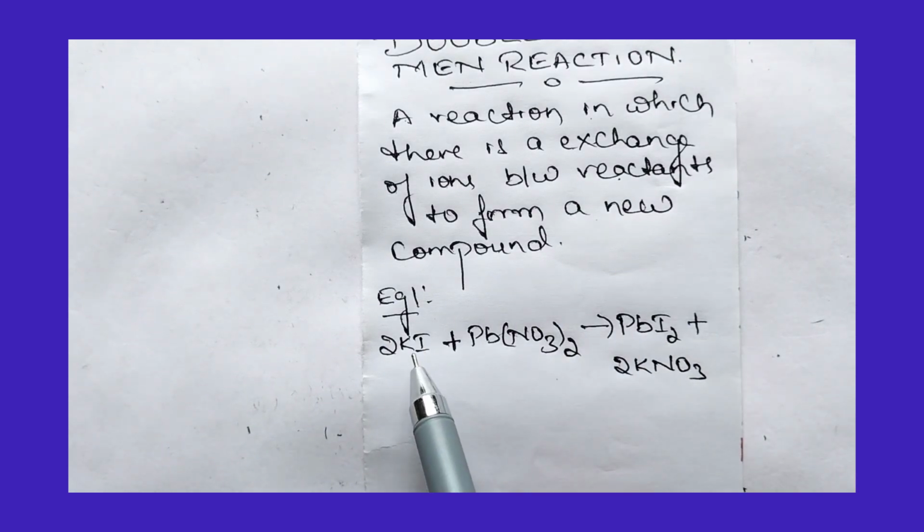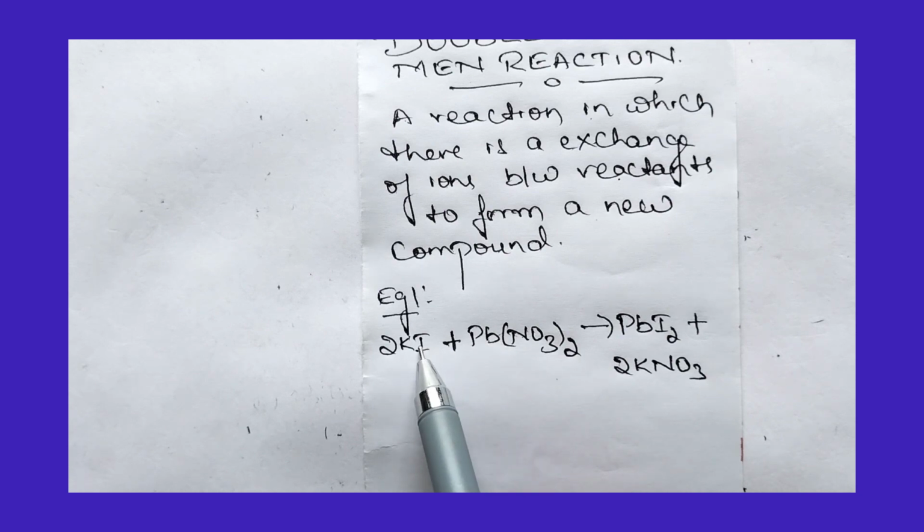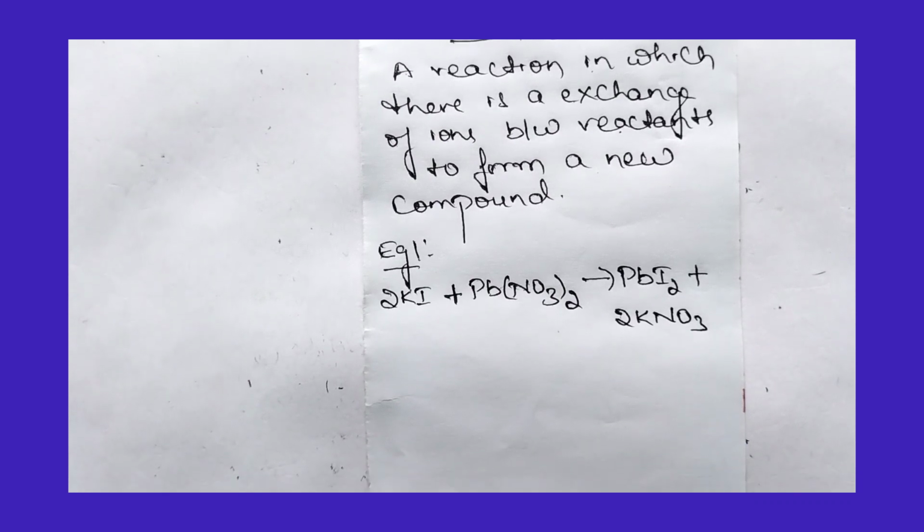So here you observe, potassium will combine with nitrate and lead will combine with iodine. Therefore here there is an exchange of ions, and this exchange of ions between the reactants to form a new compound is called a double displacement reaction. So here potassium iodide combines with lead nitrate to form lead iodide and potassium nitrate. So this is called double displacement reaction.